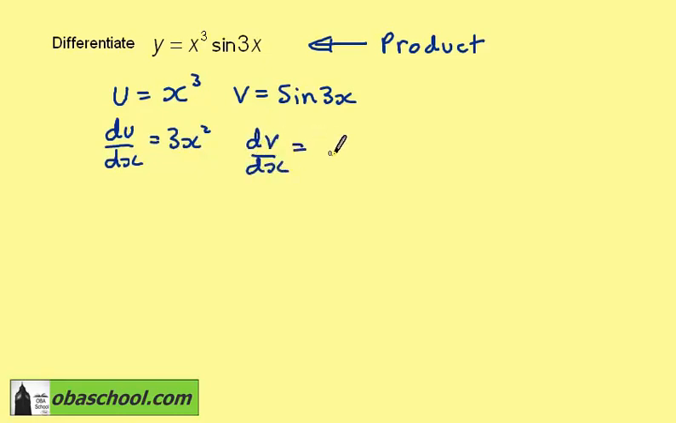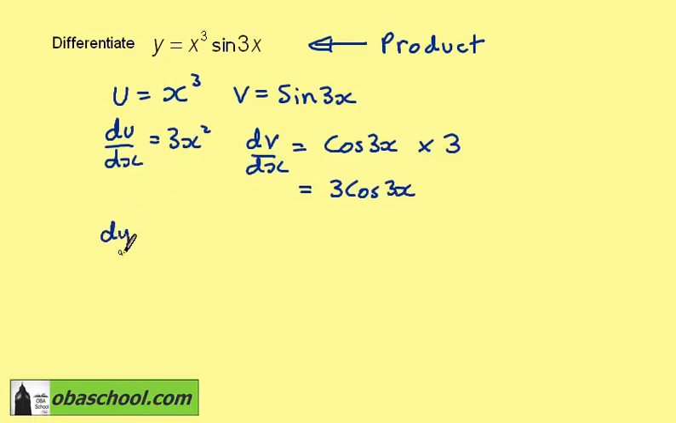The outside function is the sine. Differentiate sine gives us cosine, so we get cos 3x, and then we multiply by the differential of the inside function. So this is 3 cos 3x.